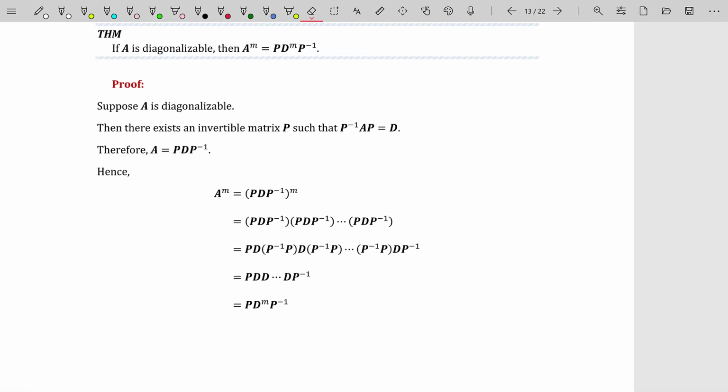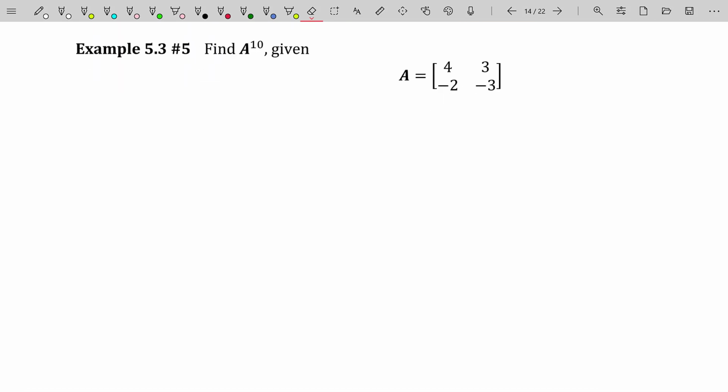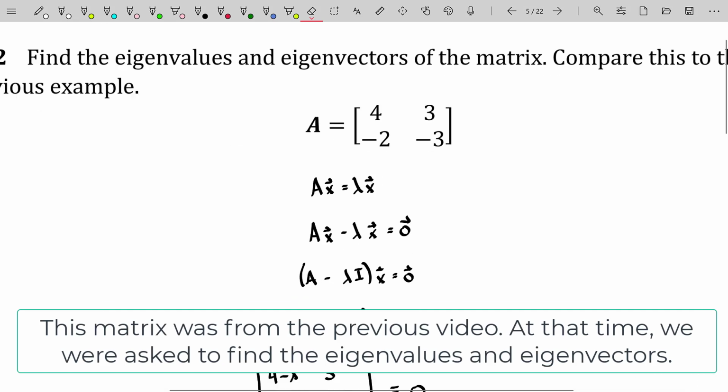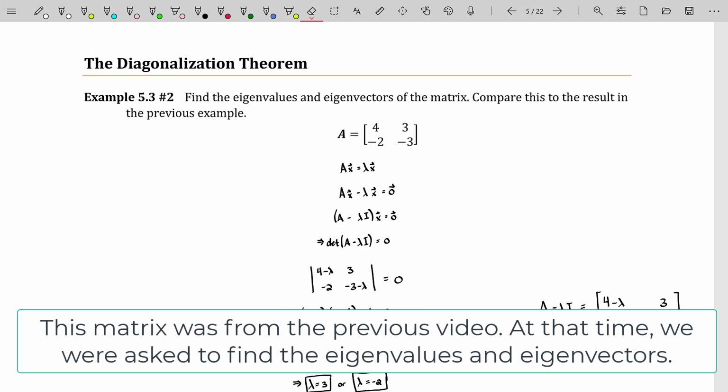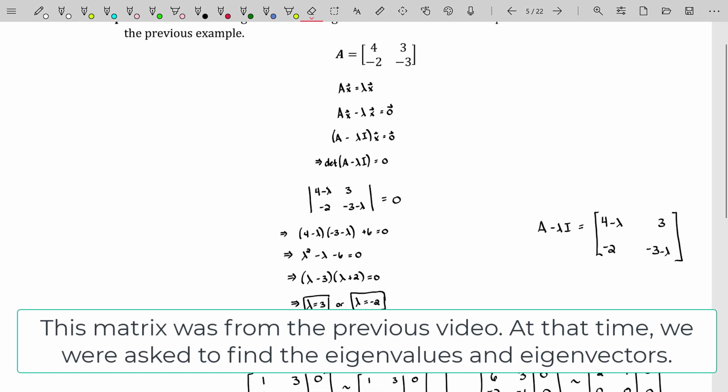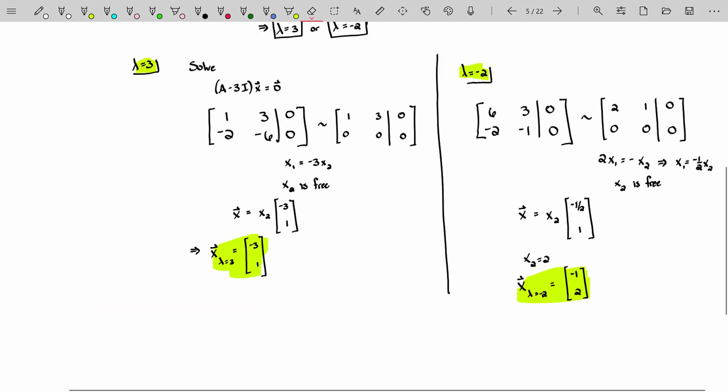It's actually not too terrible. It's a very nice theorem to know and to prove. So let's go ahead and use that theorem on this matrix right here. Find A to the 10th, given that A is equal to 4, 3, -2, -3. Now you may not recognize it because it's been a little bit, but for this matrix we were told to find the eigenvalues and eigenvectors. At the time, we had no clue that what we were actually doing was finding P and D, but that's exactly what we did. So I'll go ahead and copy over the eigenvectors and eigenvalues and place them appropriately in P and D.